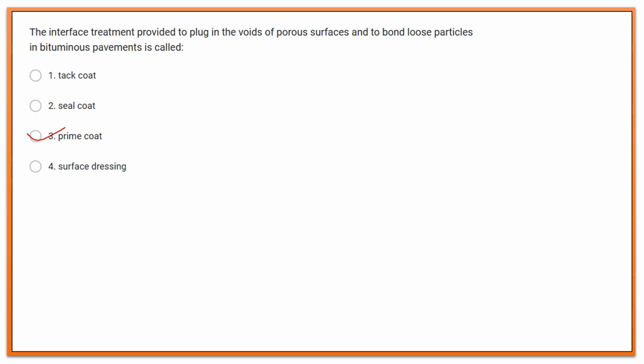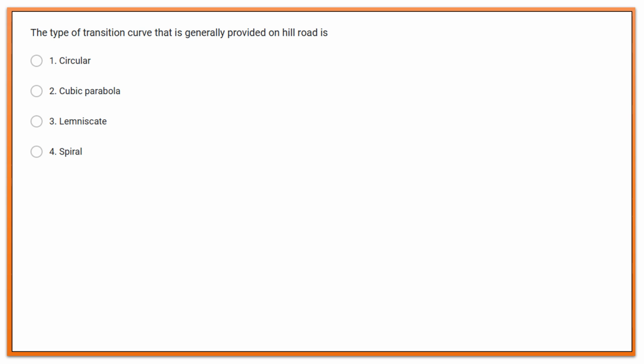The next question, question number 11: the type of transition curve that is generally provided on hill roads. The type of transition curve for the hill road is spiral. So the last option is correct. And the cubic parabola is provided for the railway. For the hill road, the transition curve is spiral, and for the railway, the transition curve is cubic parabola. So here the last option is correct, which is spiral.